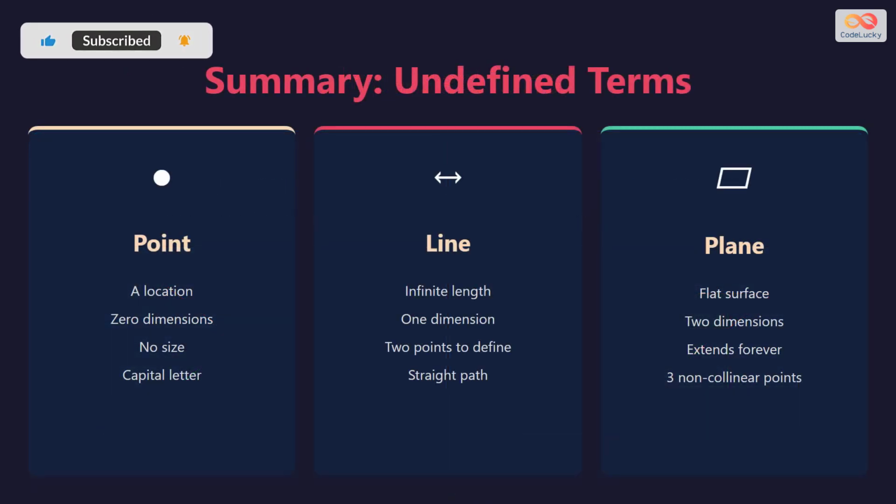To wrap up, remember these three key concepts. The point is a location with 0 dimensions. The line is a straight path with 1 dimension. And the plane is a flat surface with 2 dimensions. These undefined terms form the basis for every other shape and rule we will learn in geometry.